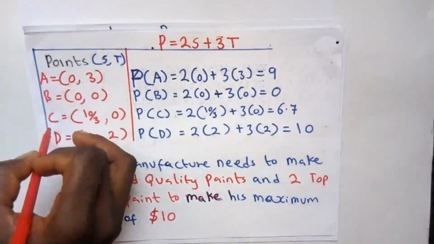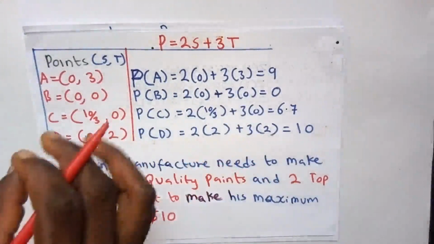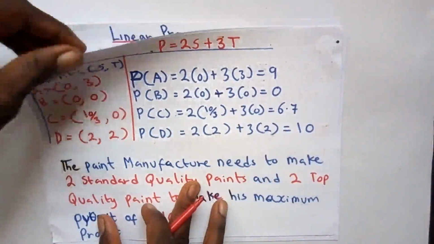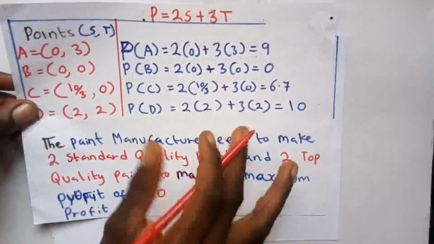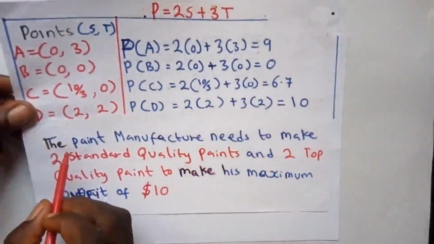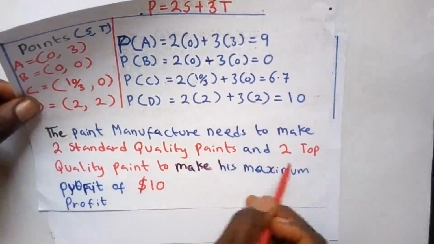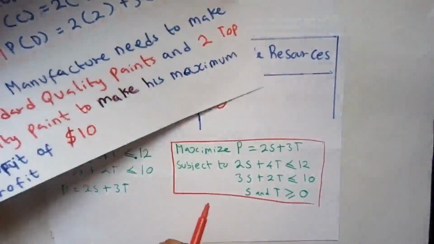These points A, B, C, and D form the feasible region. They are the points that form the feasible region when you solve this. I'm not going to show how to solve this in this video. So after calculating this, you will find out that the manufacturer needs to make 2 standard quality paint and 2 top quality paint to make his maximum profit of $10.